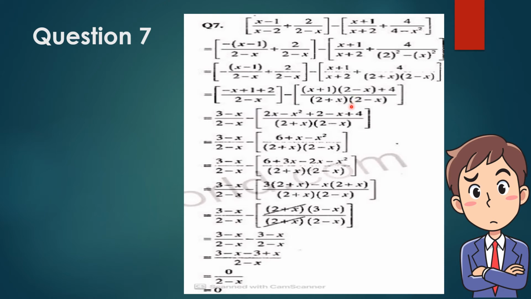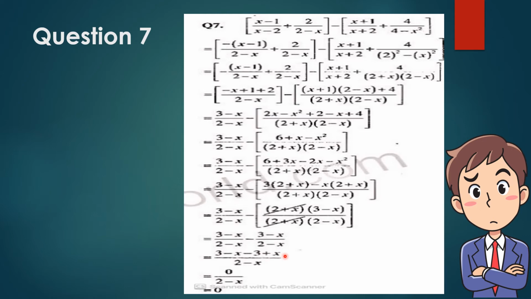So in the first one, x plus 1 will be multiplied with the term that is missing in the denominator, so we have 2 minus x. And with 4 we have both the terms that we have taken in LCM, so we will simply write 4. Now we will take the LCM. In the first bracket we have minus x plus 1 plus 2. It will give you 3 minus x divided by 2 minus x. In the second one, after the simplification, we will get 3 minus x divided by 2 minus x.